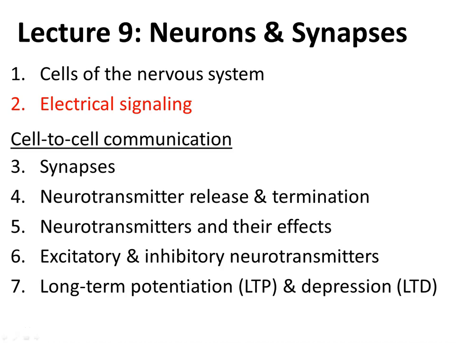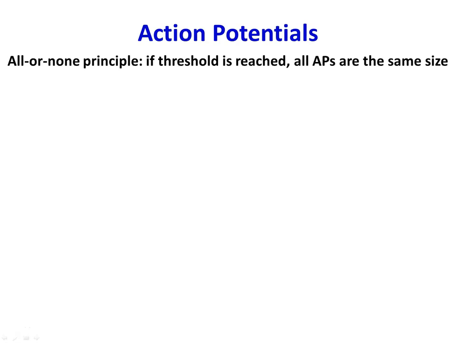Let's get started with electrical signaling. Now, we're going to kick off this lecture by talking about action potentials. Okay, so action potentials have this principle called the all or none principle. And what that means is if the threshold is reached, all the action potentials are the same size.